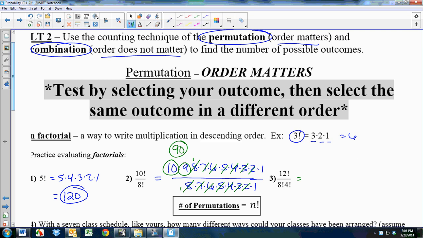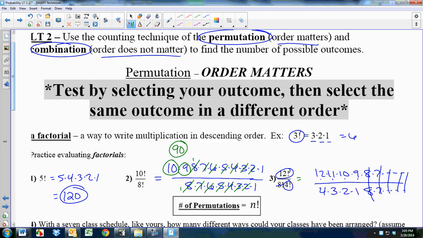The 12, 11, 10, 9, 8, 7, 6, all the way down to 1, divided by 8 factorial. All of the 8, 7, 6, 5, 4, 3, 2, 1 are all going to cancel, meaning 8 factorial is going to cancel the 8, 7, 6, 5, 4, 3, 2, 1 factors of the 12 factorial, leaving you only with 12 times 11 times 10 times 9. There's still a division of 4 factorial, so 4 times 3 times 2 times 1.